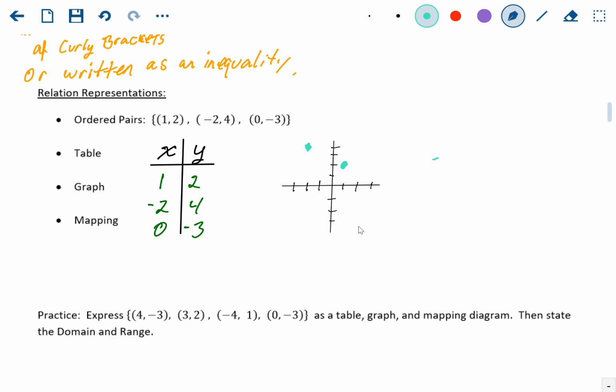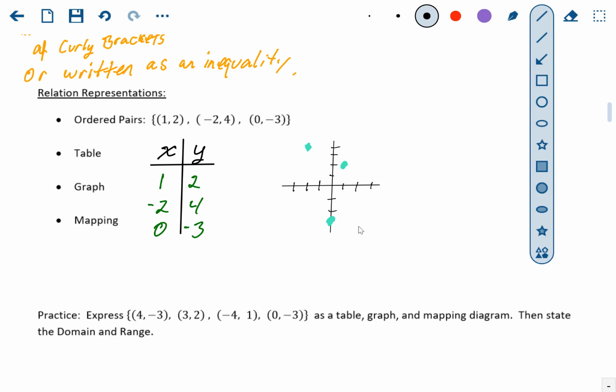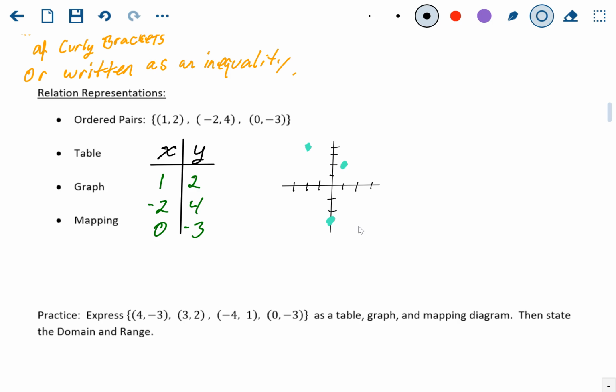So that's on the y-axis. It means from the point of origin, you're moving 0 spaces left or right. So it's going to be on the y-axis. So 0, down 3. So that's my graphic representation. Now the new one is the mapping diagram. The mapping diagram is going to have two ovals or two rectangles. Usually we see them as ovals. So we'll do an oval.